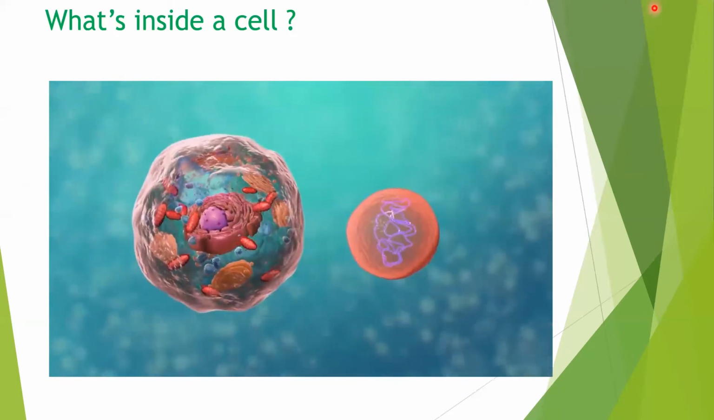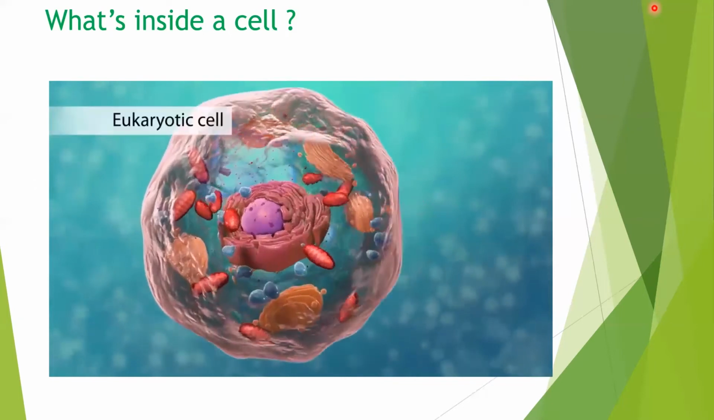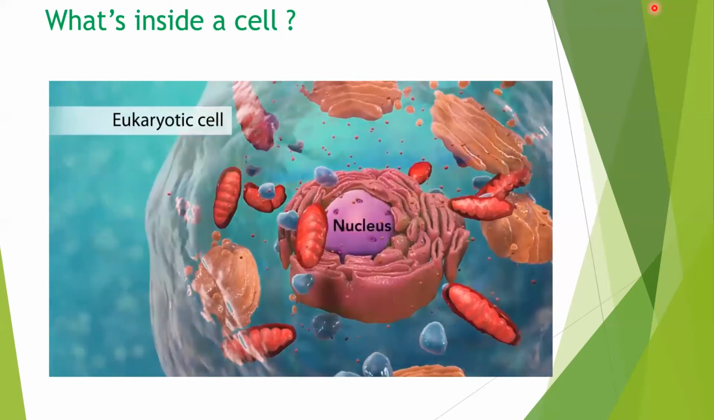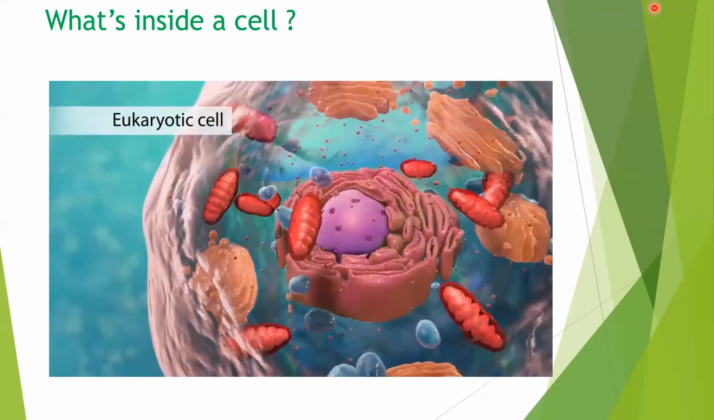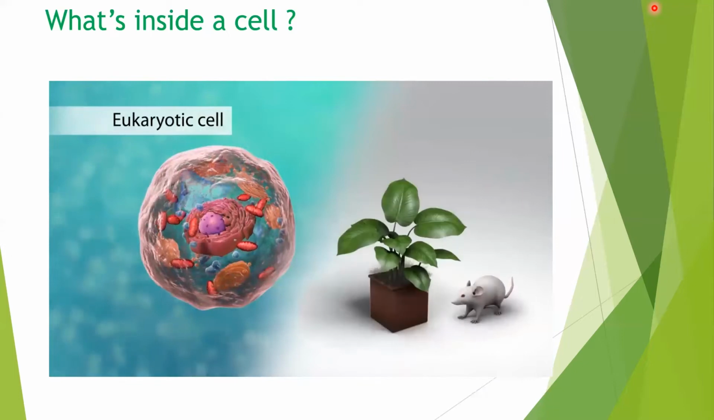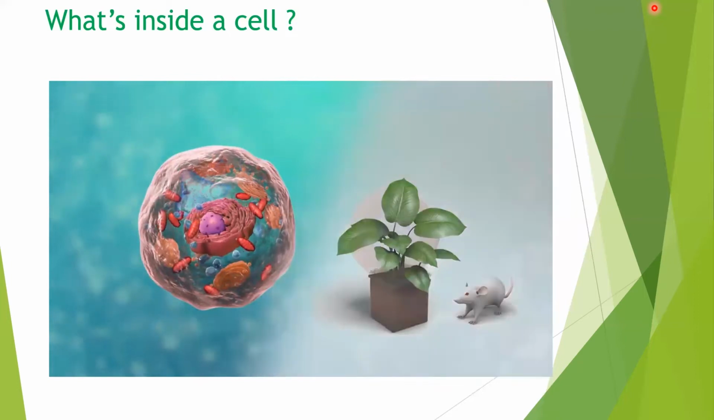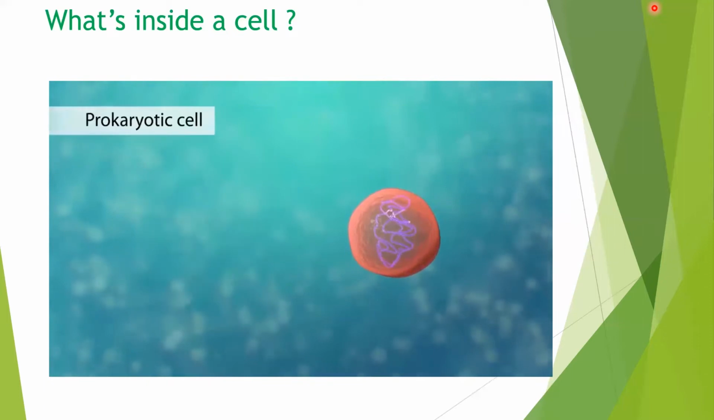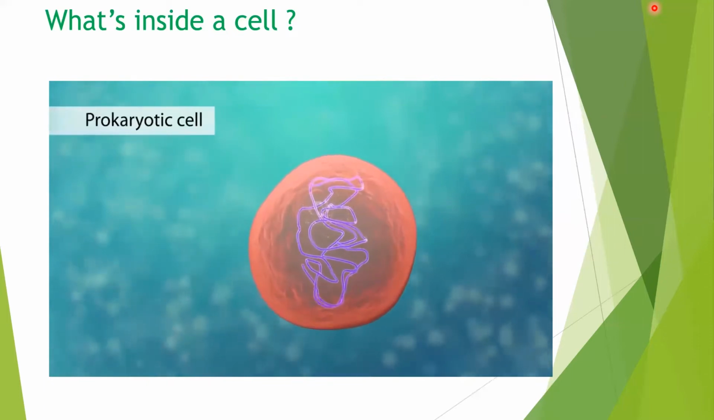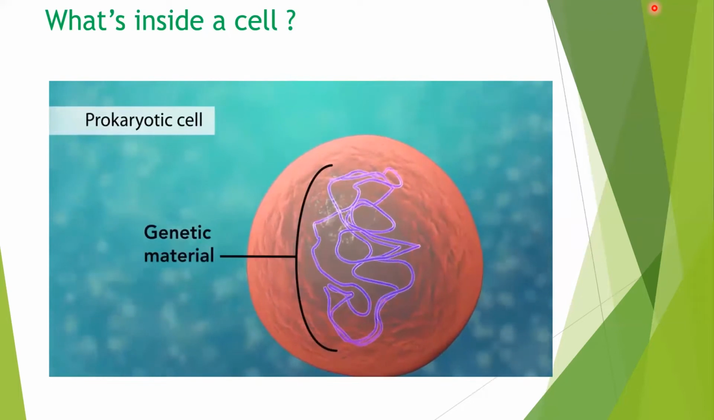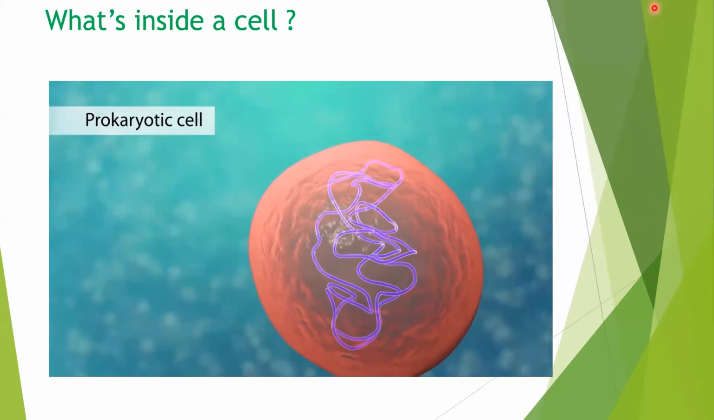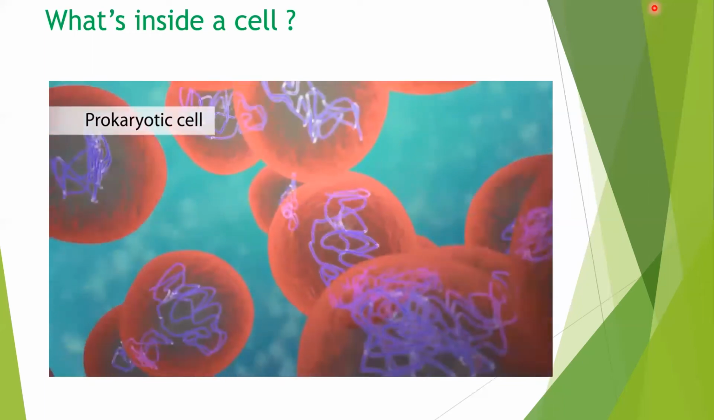The first category is eukaryotic cells. They have organelles, which include the nucleus and other special parts. Eukaryotic cells are more advanced, complex cells, such as those found in plants and animals. The second category is prokaryotic cells. They don't have a nucleus or membrane-enclosed organelles. They do have genetic material, but it's not contained within a nucleus. Prokaryotic cells are always one-celled or unicellular organisms, such as bacteria.